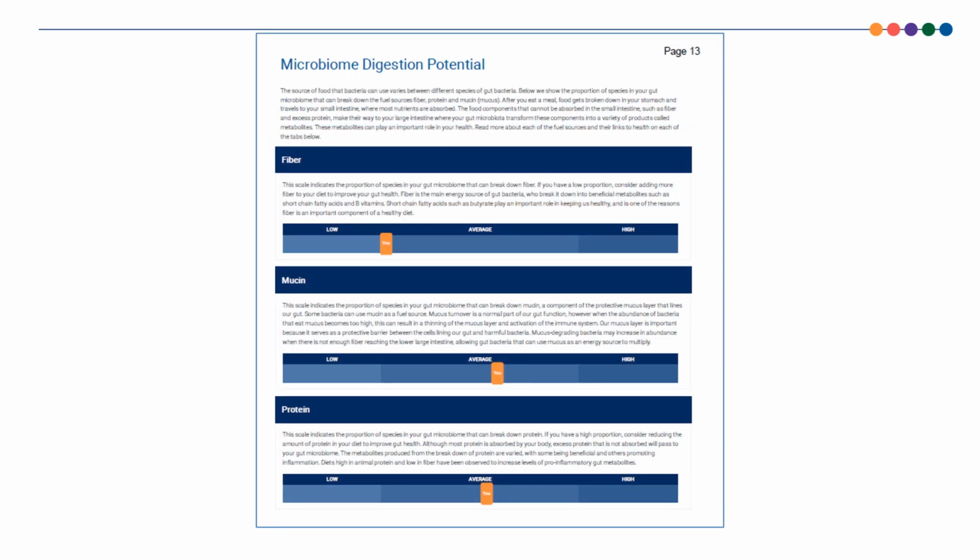The next section, Microbiome Digestion Potential, looks at how efficient the organisms are at breaking down fuel sources, including fiber, mucin, and protein. Adequate fiber intake actually plays an important role in all three of these measurements.